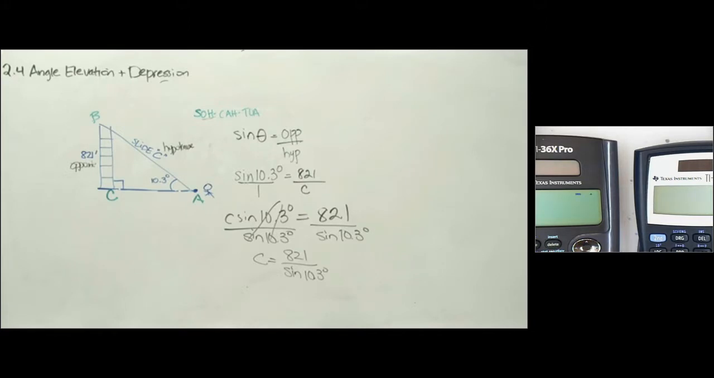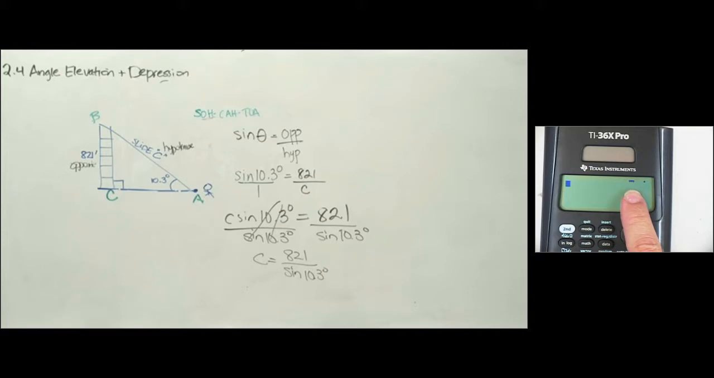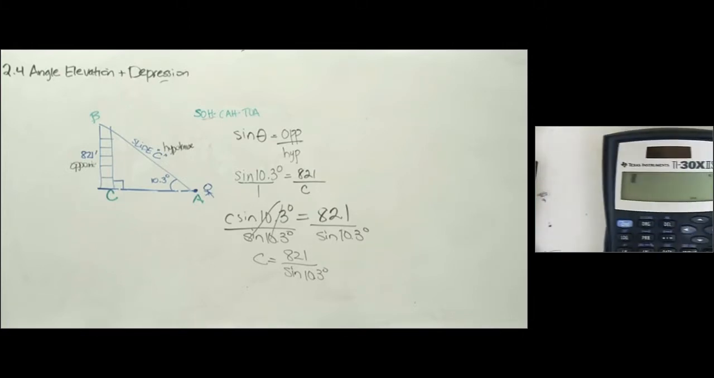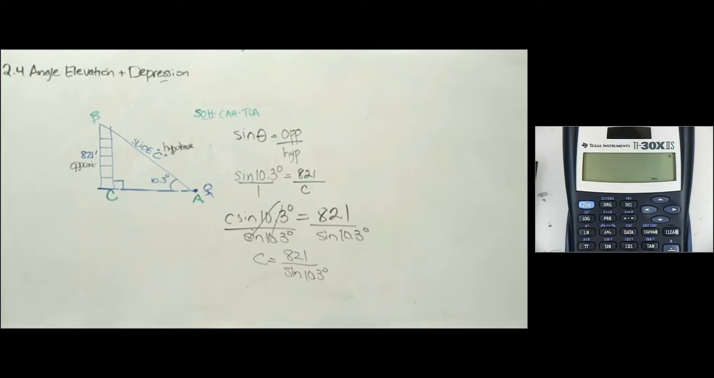So let's turn our calculators on and let's check. Well, the Pro is in degree mode. There it is, DEG. And the TI-30 is in degree mode. Good. How do we type this in? We type what we read. So we're going to type 821 divided by sine 10 decimal point 3 and close it. We don't need to put the degree symbol because we're already in degrees. And we'll hit equals and we'll get that lovely decimal.